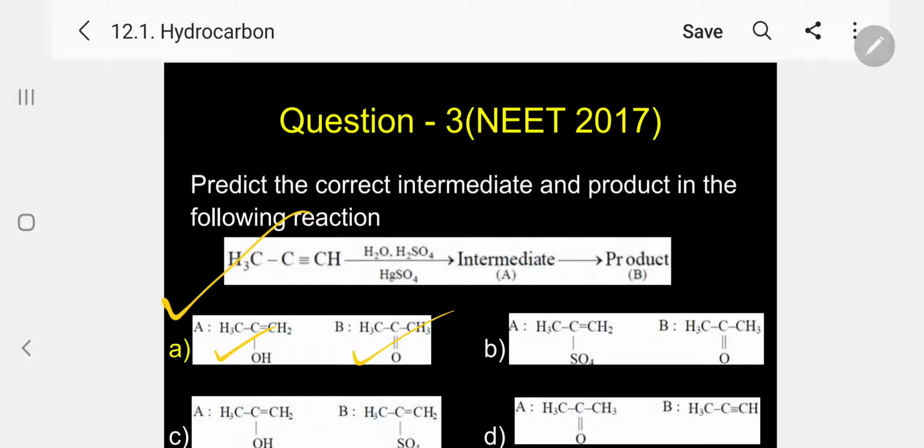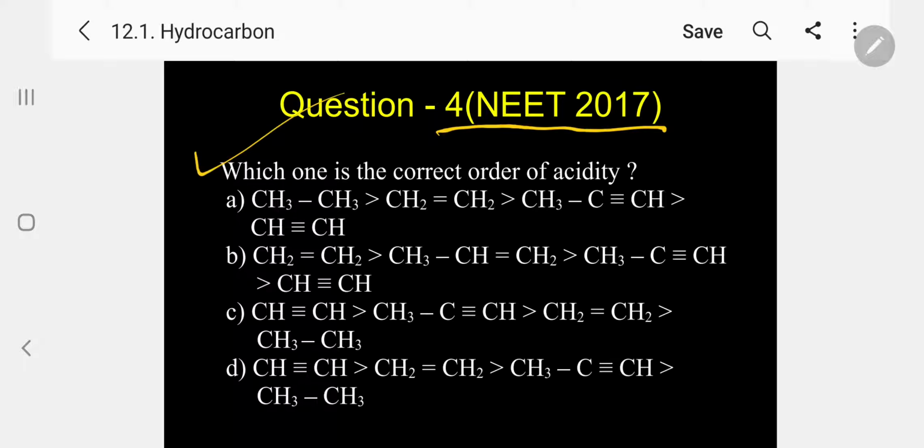Next, question number 4. This is another interesting question. This question was asked in NEET 2017. Which one is the correct order of acidity? Four options are given. Kindly follow. I will read only the first option, A. In all the other cases, the order is reversed. One is ethane, second ethylene, third 1-propyne, fourth acetylene. Among the four, which one is the correct order of acidity? That we have to identify. So option A, option B, option C, option D.